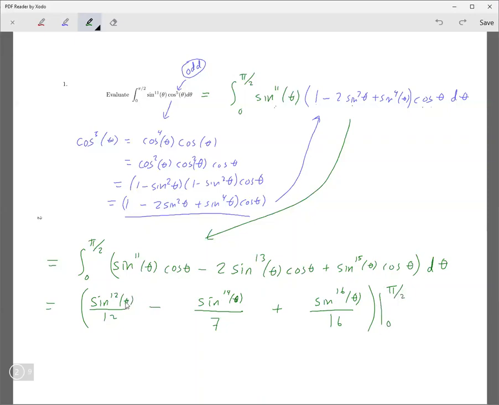Great. Now if you plug the pi over 2 in, sine of pi over 2 is 1. And 1 to the 12th is 1, 1 to the 14th is 1, 1 to the 16th is 1. So that's going to be 1/12 minus 1/7 plus 1/16. And then if you plug in 0, sine of 0 is 0, so that's just minus 0 there. I worked it out on the calculator. The TI-84 is good to do this. TI-84 Plus: just put 1/12 minus 1/7 plus 1/16, and then press the math button and the fraction button, and that came out to 1 over 336.